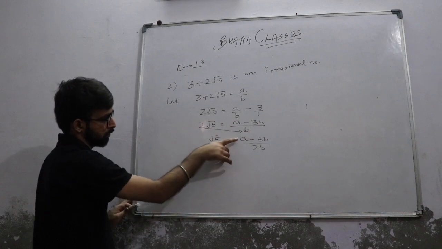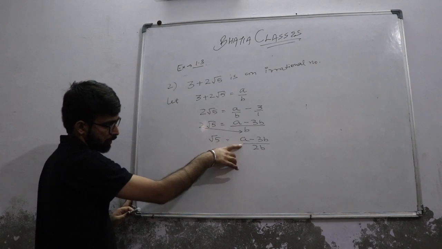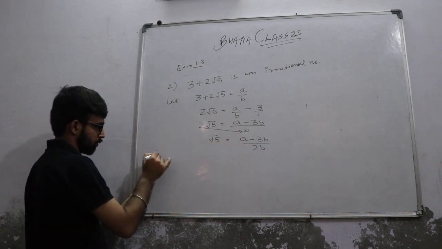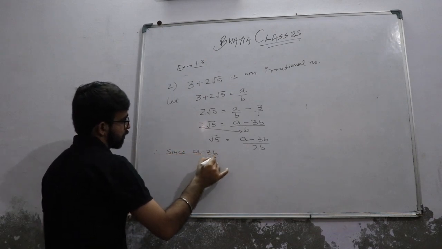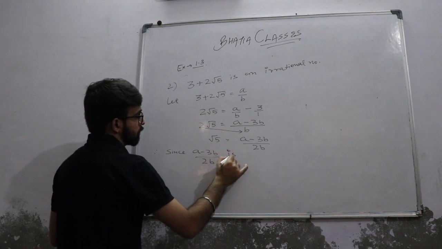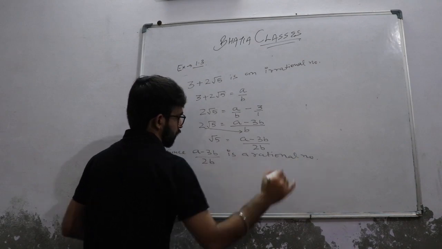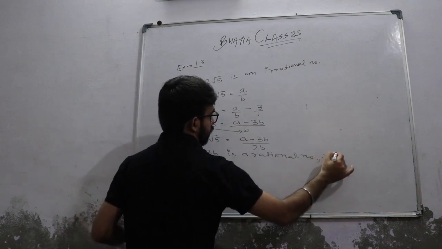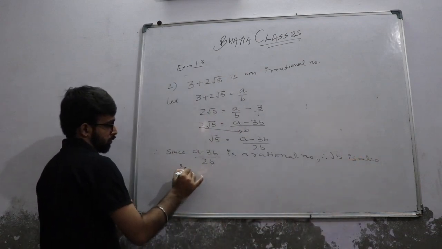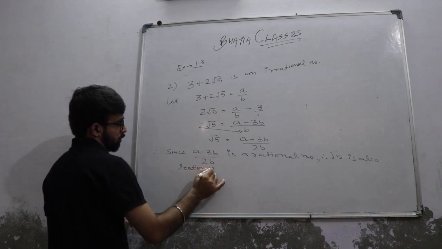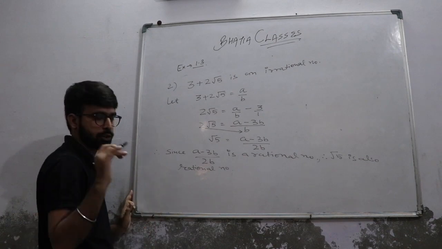Here you can see that (a minus 3b) by 2b is in p by q form. This quantity is in p by q form. Therefore, since (a minus 3b) by 2b is a rational number, root 5 is also a rational number. But you have already done that root 5 is an irrational number.